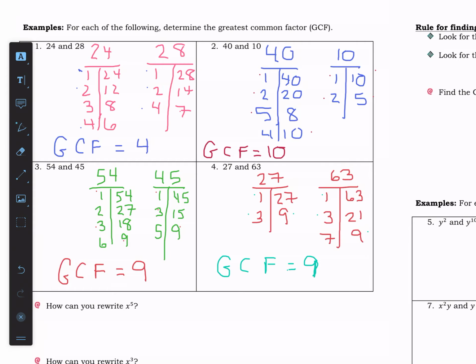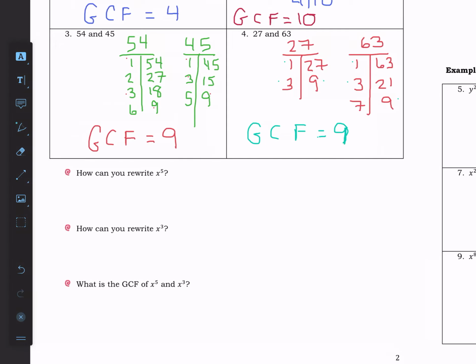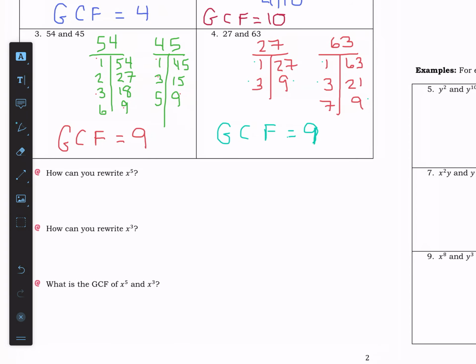Okay, so now we're going to talk about what happens when we're trying to find the GCF and we're dealing with variables. So let's talk about what x to the 5th means. Okay, so x to the 5th, now what that means is you're multiplying x 5 times. Okay, that's what the exponent means.